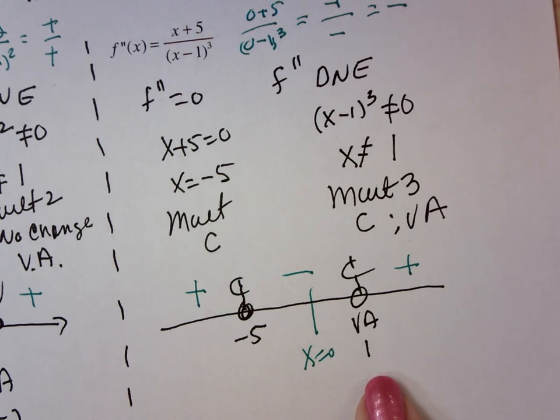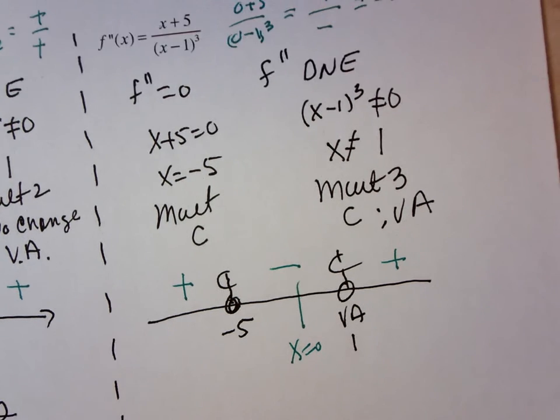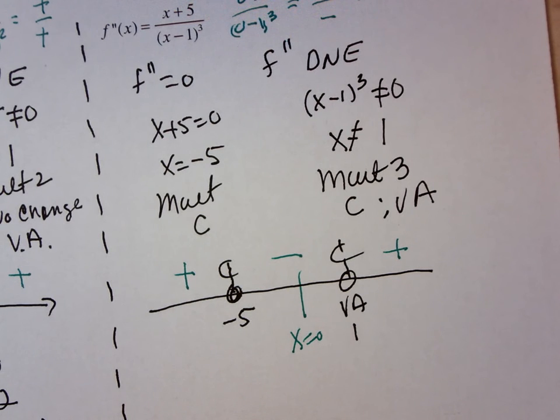See, that's why I got myself into so much trouble when I was a student. I forgot to put the VAs on the number line. Because I would pick up answers that weren't answers, like, well, that's an inflection. But no, you forgot the fact it was a VA. So I got in lots of trouble with vertical asymptotes.